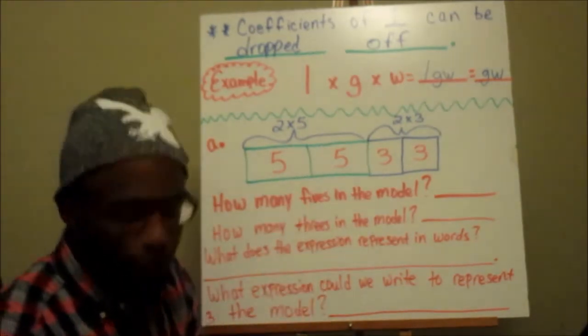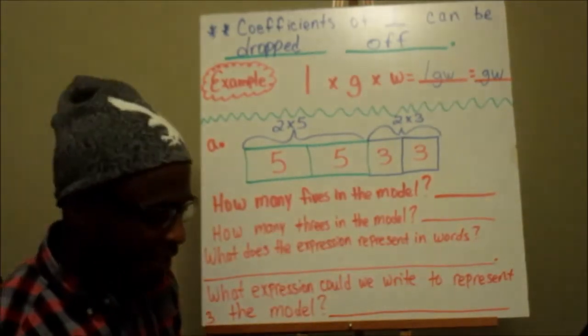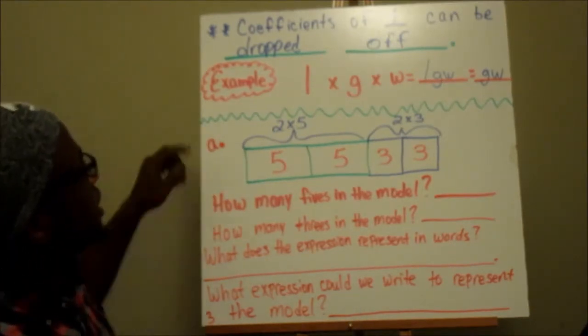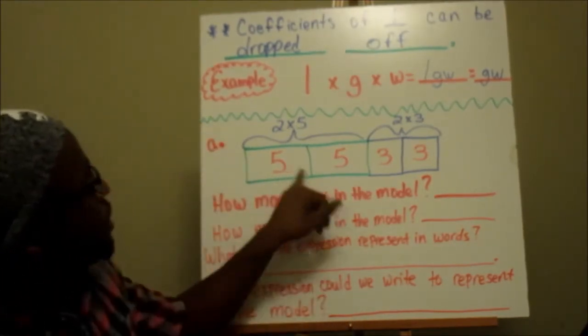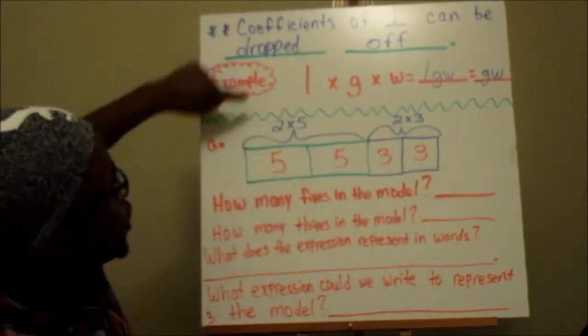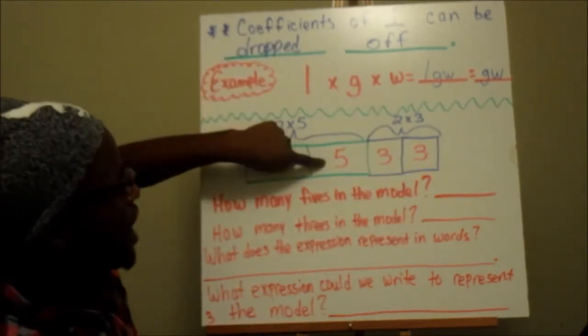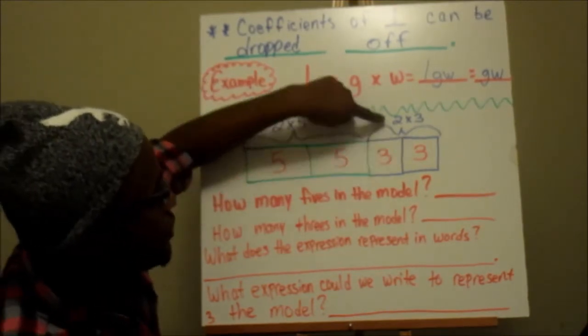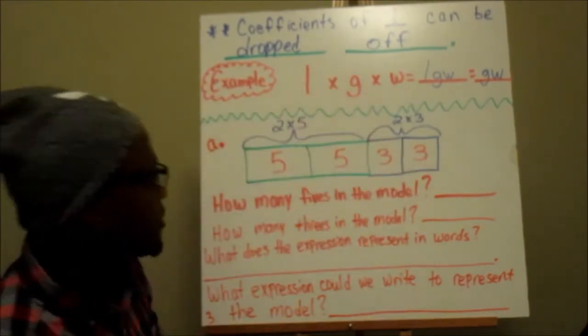Alright, we're going to move on to a different concept in this lesson. And I want you to study this model first. If you look at the model, we have 2 groups of 5 combined with 2 groups of 3. So we will represent that as 2 times 5, because 5 and 5 will get you 10, and 2 groups of 3, which is 2 times 3, which will get you 6.